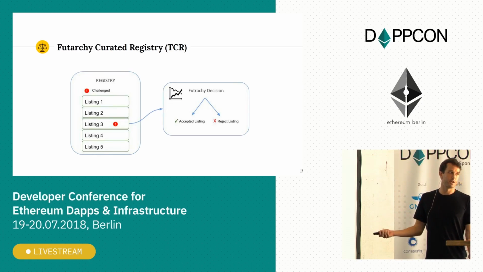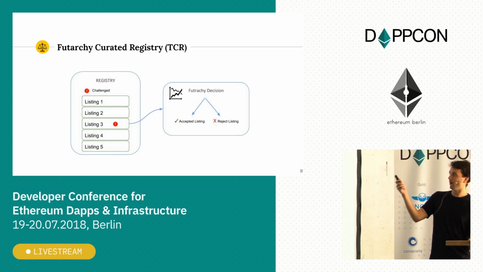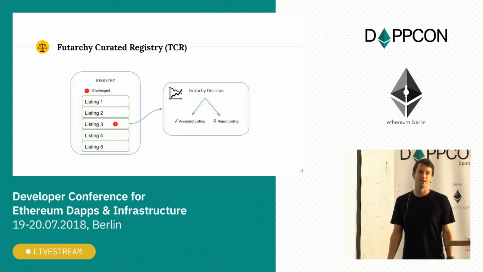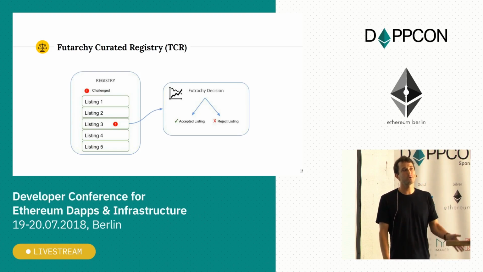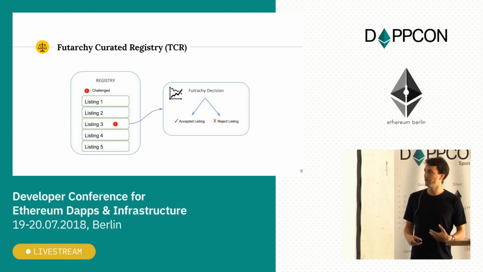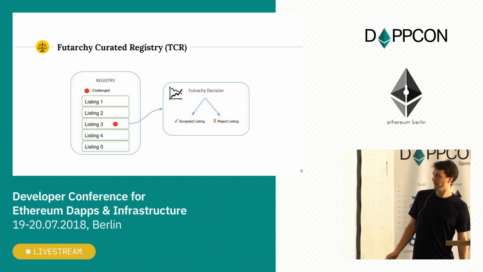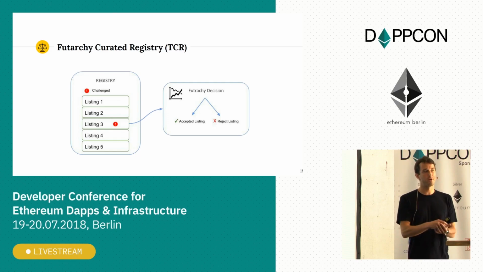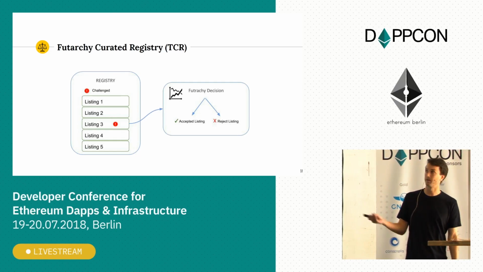So our Futarchy curated registry simply replaces that voting governance decision with a Futarchy decision. So when a listing is challenged, we start a new Futarchy market. And for our Futarchy curated registry, our success metric is token price. So token price is a good success metric because it's often what people care about. It's a good metric on the overall health of a decentralized system. And then it's also very easy to resolve the market because we can just get a price oracle from some sort of exchange and resolve it.